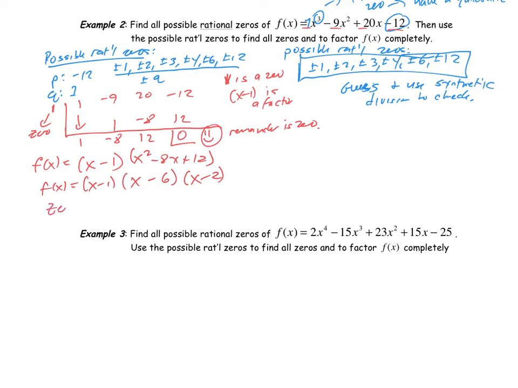And then we are also asked to list all the zeros. So each one of these factors leads to a 0. So we have 1, 6, and 2. Those are our zeros.